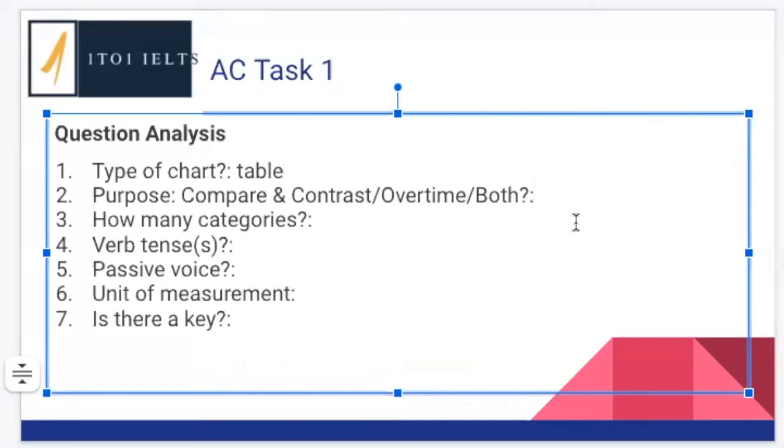Compare and contrast, is it over time or both? We know very much this is compare and contrast. How many categories? We're saying 5 because we're going by country. Verb tense, we only need 1. That's simple.